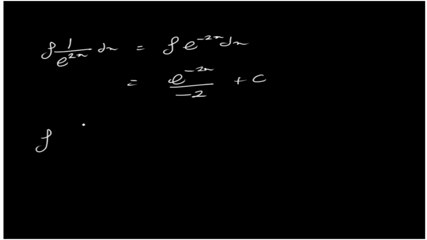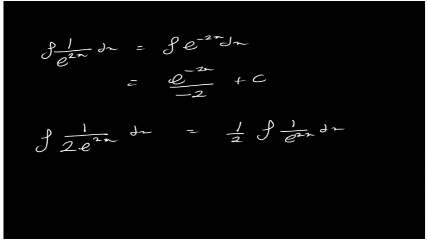What if you have the integral of 1 over 2e to the power of 2x dx? That's fine. You can't bring that 2 up because it's the coefficient. You only bring out the function. Or you can remove the 1 over 2 as a constant. What do I mean? 1 over 2, then the integral of 1 over e to the power of 2x dx. Okay, this one you simplify. So this is 1 over 2 times the integral of e to the power of negative 2x dx.